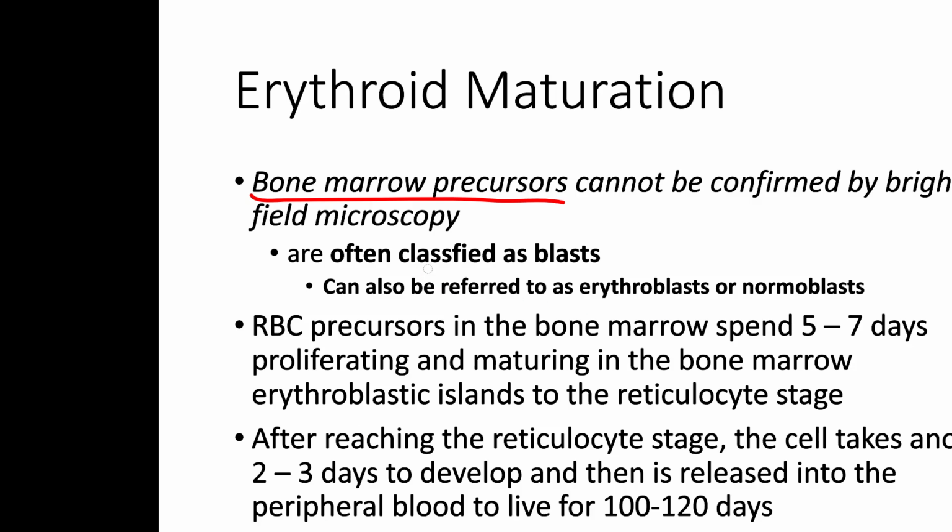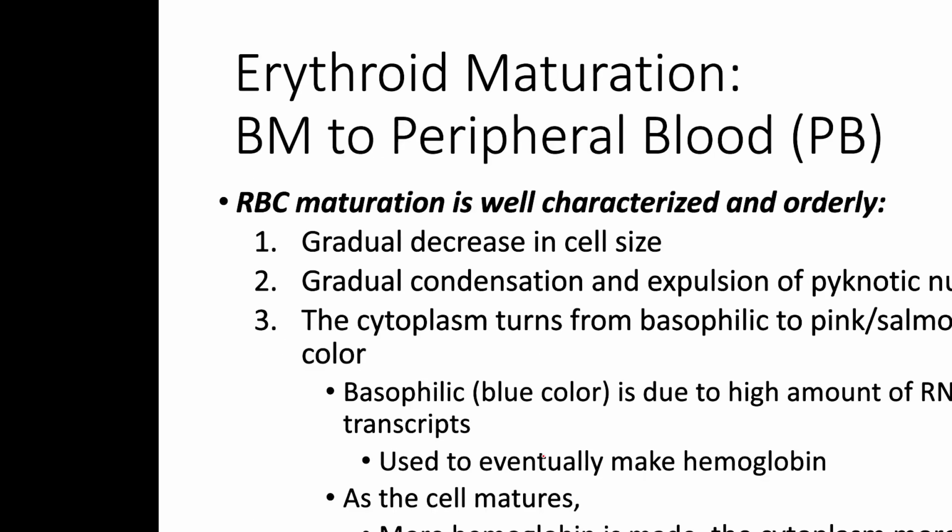So precursors will spend about a week proliferating and maturing in the bone marrow, in erythroblastic islands, until they move to the reticulocyte stage. Once they become a reticulocyte, the cell takes about 2 to 3 days to develop and then be released into the peripheral blood to live for about 120 days.